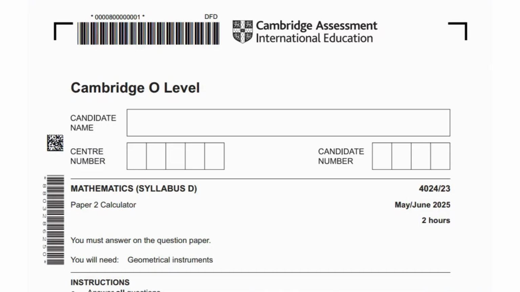Today we're going to do the third variant for paper 2 O-Level Maths Major 325. I've already solved the second variant for paper 2 and the second and third variant for paper 1. You can check those at the link above. Let's start with this one and see whether this was easy or difficult overall.